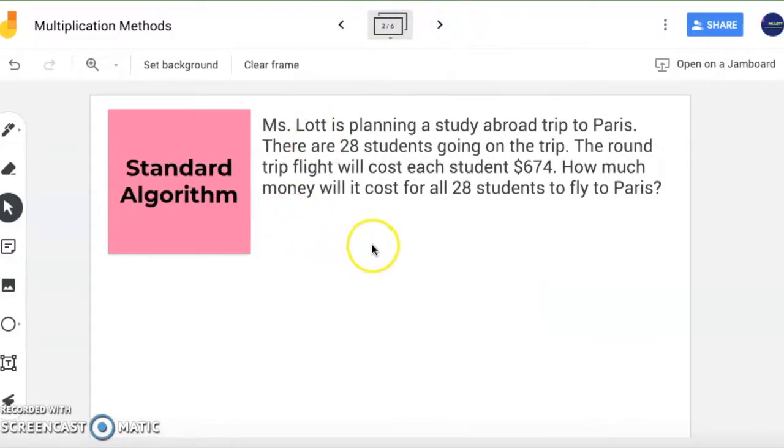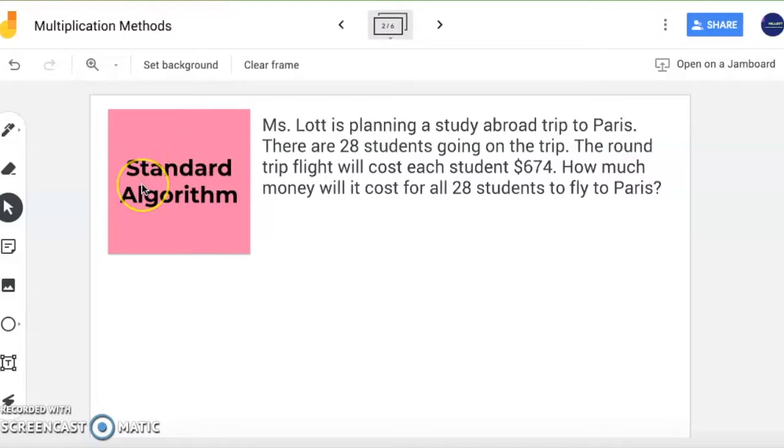In this problem, it says Miss Lott is planning a study abroad trip to Paris. There are 28 students going on the trip. The round trip flight will cost each student $674. How much money will it cost for all 28 students to fly to Paris?